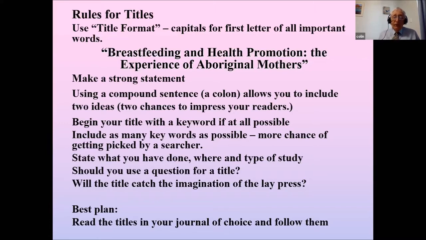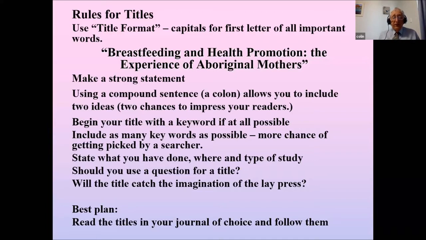So here you've got an example, breastfeeding and health promotion, and then we've got a colon. The reason for the colon is because it's a way of linking two sentences. So here we've got two different ideas, because normally we can only put one idea into a title. But here we've got two ideas. We've got breastfeeding and health promotion, and then we've got the experience of Aboriginal mothers. Now, what I should have added was two more words, in Western Australia or in Outback Australia or something like that, because that would also give us the location. Now, obviously, breastfeeding, health promotion, Aboriginal, and mothers are all keywords.